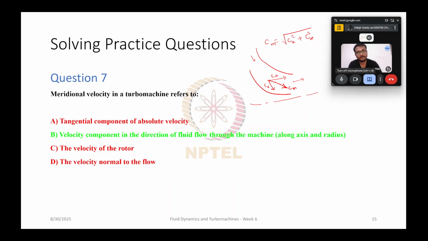It ignores the rotational component. So if it rotates in this direction, then there is a velocity component in this direction as well, c phi, let's say, in the azimuthal direction. So that's not part of the meridional velocity. So the meridional velocity actually becomes really important when you're trying to draw the velocity triangles and solve for it. Over there, the C phi and the CM would show up in a different way.